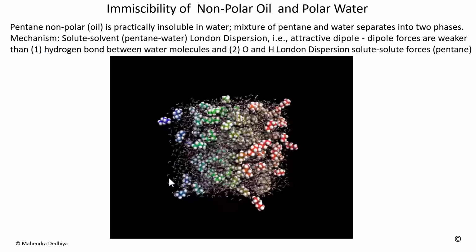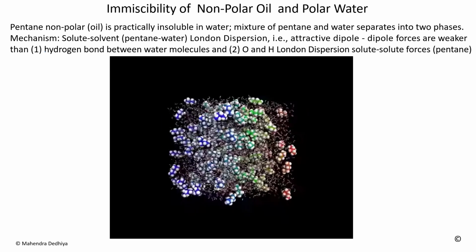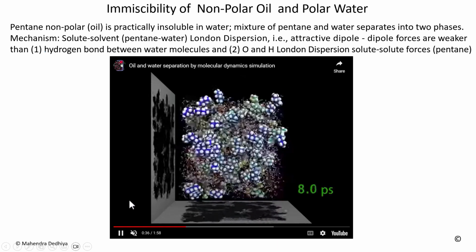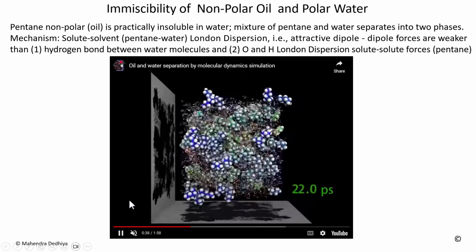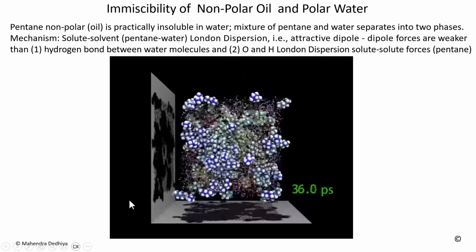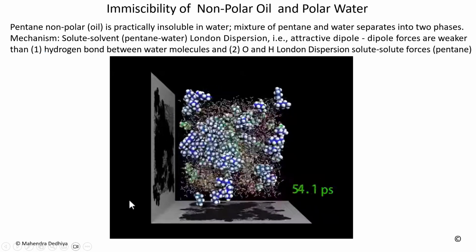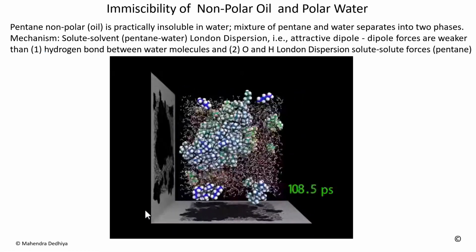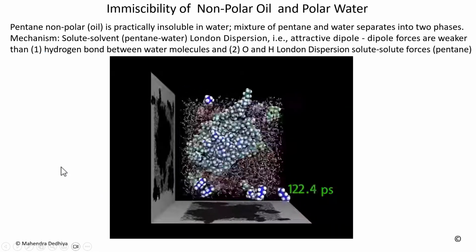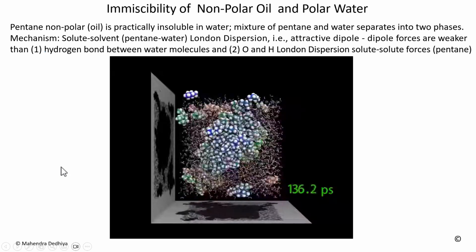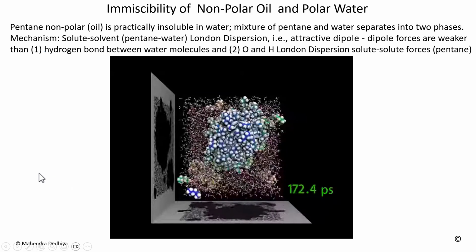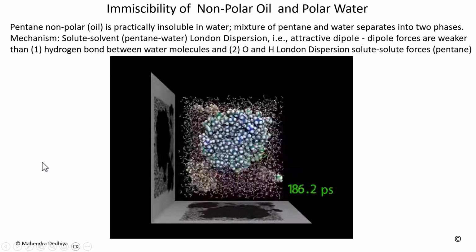And very shortly, you'll start seeing water molecules attracting each other by hydrogen bond formation in this mode. And as they start attracting, the pentane is being squeezed out and it will separate. The simulation shows the entire system will separate. Now you can see the separation, or squeezing out of pentane, because of the strong hydrogen bond formation between water molecules.